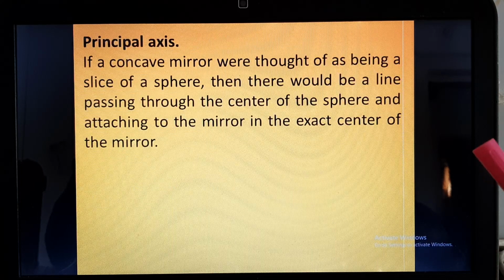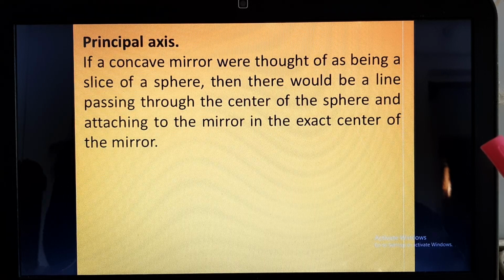So first of all, principal axis. If a concave mirror were thought of as being a slice of sphere, then there would be a line passing through the center of the sphere and attaching to the mirror in the exact center of the mirror. So what does it mean? So basically how is the concave mirror formed?